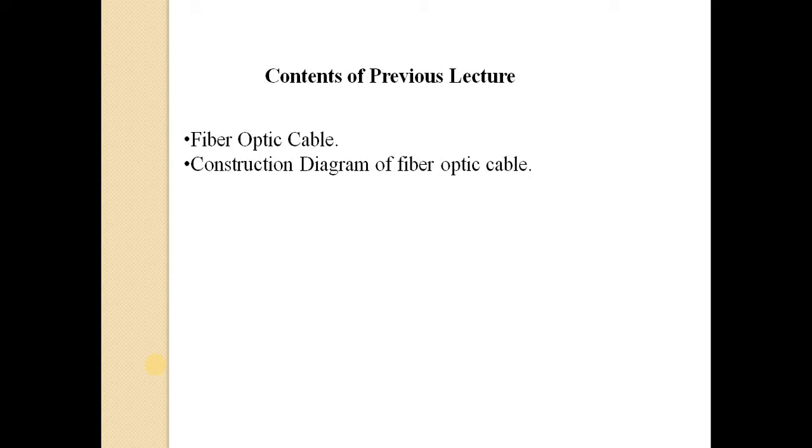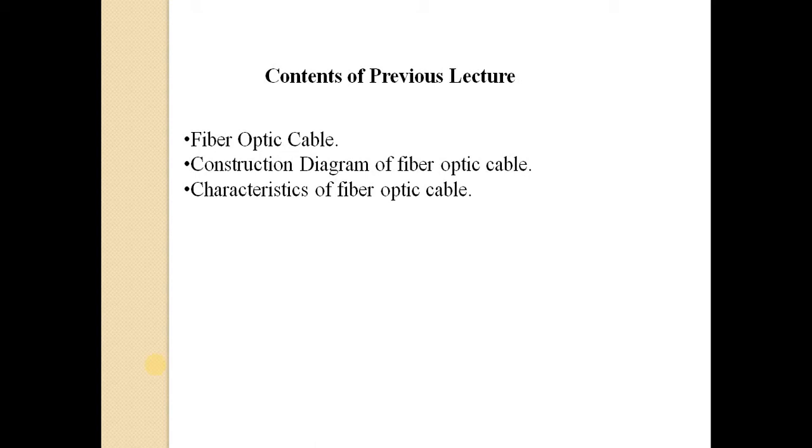This is the construction of a fiber optic cable, and fiber optic cable has 5 main components, that is core, cladding, coating, strengthening fiber and cable jacket. Next point is the characteristics of fiber optic cable. Fiber optic cables have 4 characteristics. First, it uses light. Means fiber optic cable is a light pipe which is used to carry a light beam from one place to another place.